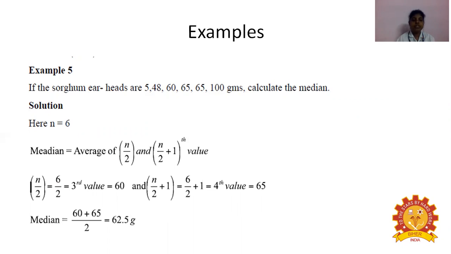n by 2 equals 6 divided by 2 equals third value, that is 60. n by 2 plus 1 equals 6 by 2 plus 1 equals fourth value. Fourth value of this given data is 65. So median equals (60 plus 65) divided by 2 equals 62.5 gram. So finally we get the median 62.5 gram for this problem.